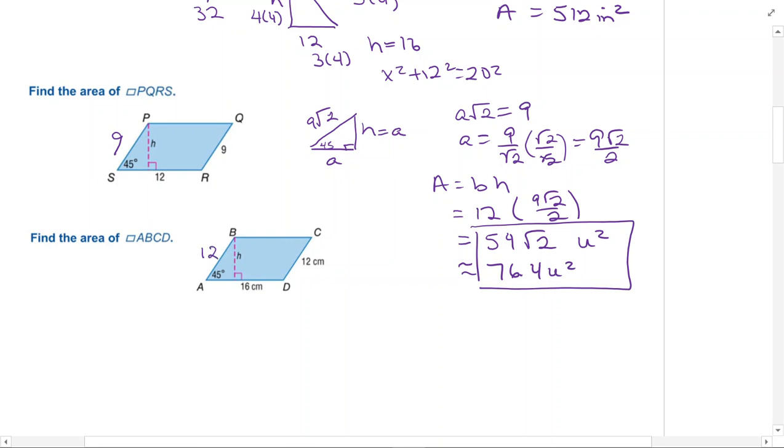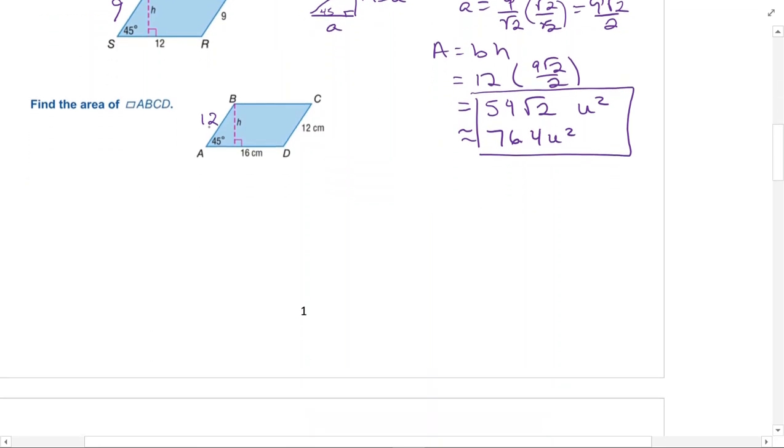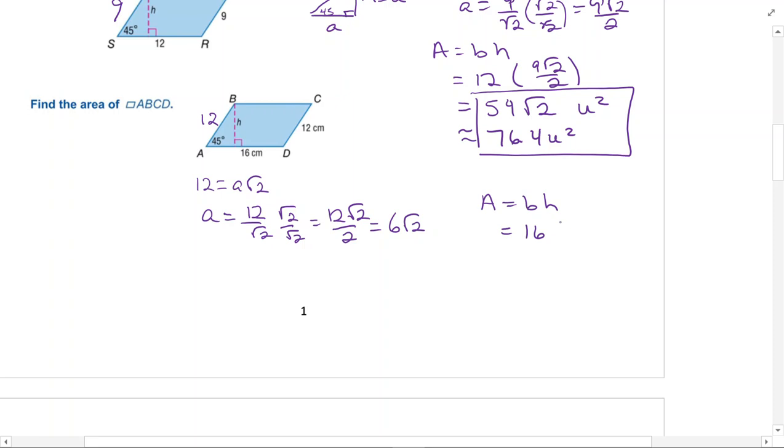Next problem is similar. Again, we have that opposite sides are congruent. So 12 equals A rad 2. So A equals 12 divided by rad 2. Rationalize. So we have 12 rad 2 over 2, which is 6 rad 2. So area equals base times height. The base is 16. The height is 6 rad 2. The exact answer would be 96 rad 2 centimeters squared, which is approximately 135.8 centimeters squared.